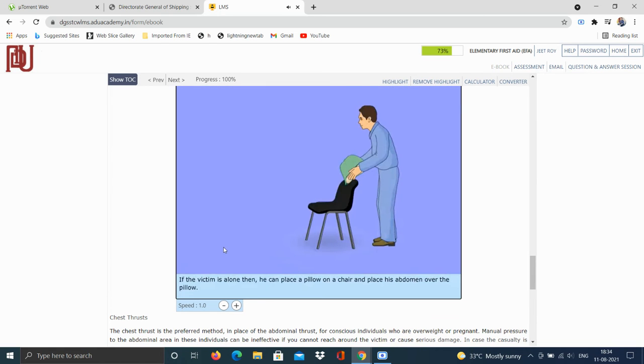If the victim is alone, then he can place a pillow on a chair and place his abdomen over the pillow. Then he should bend upward and downward as shown until the object is removed.